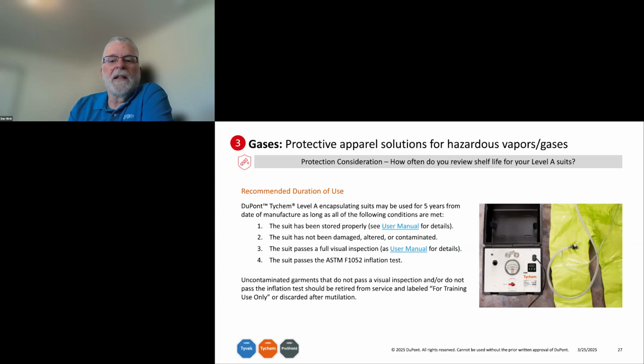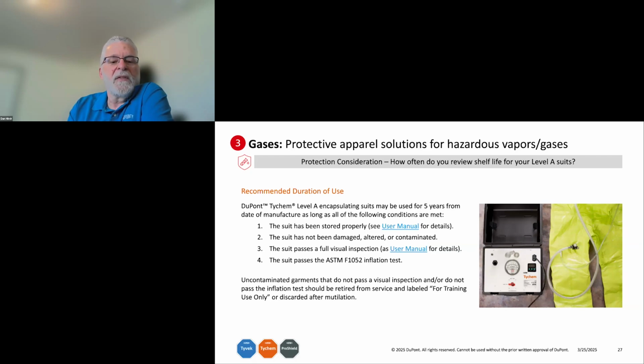And it's particularly important for level A's to talk about the shelf life because there are different manufacturers out there that say that they don't have a shelf life or they have a shelf life of 10 years. For our encapsulated level A's and our garments, we recommend a 5-year shelf life from the date of manufacture, as long as all the following conditions are met: the suit has been properly stored, the suit has not been damaged, altered, or contaminated, and it passes a full visual inspection and pressure test.